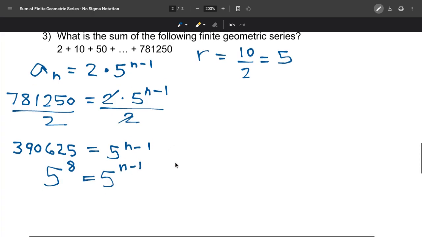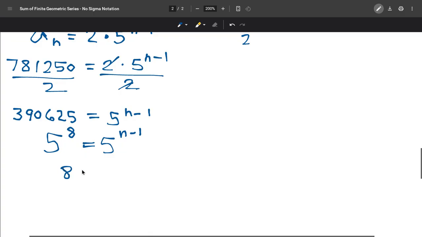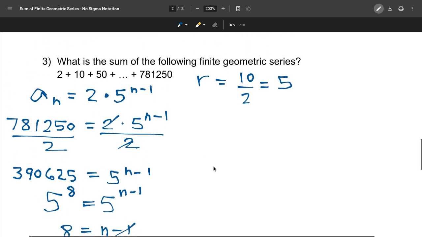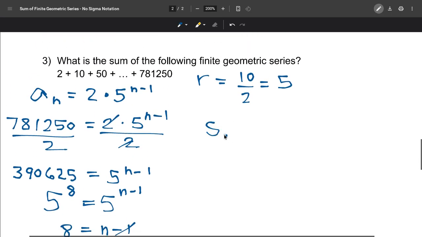So 8 is going to equal n minus 1. I'm going to add 1 to both sides, and I'm going to get n is 9. So we have 9 terms we're looking for the sum of. So the sum of 9 terms is going to equal the first term, 2, times 1 minus the common ratio, which is 5, to the 9th power, all over 1 minus 5.